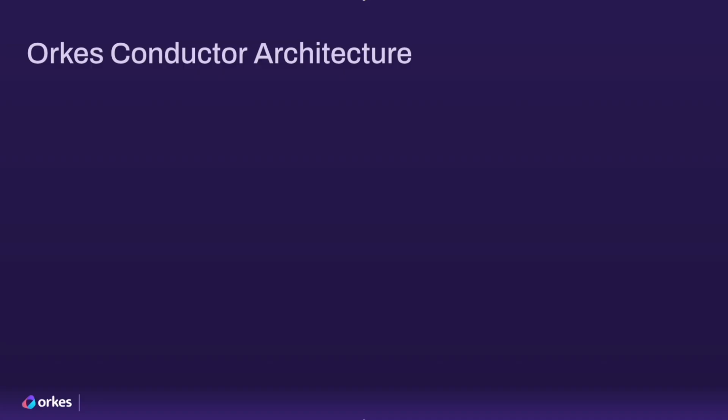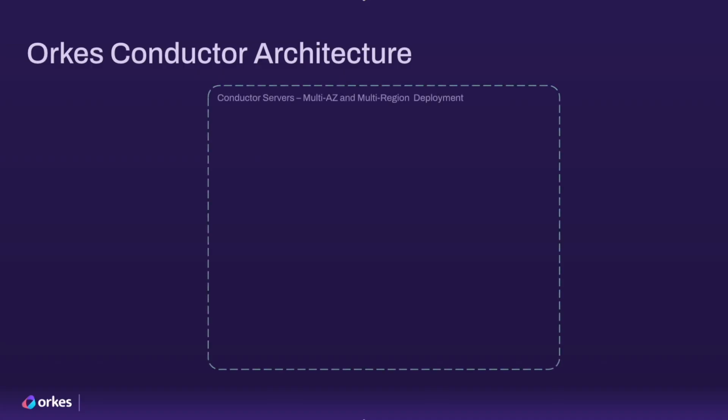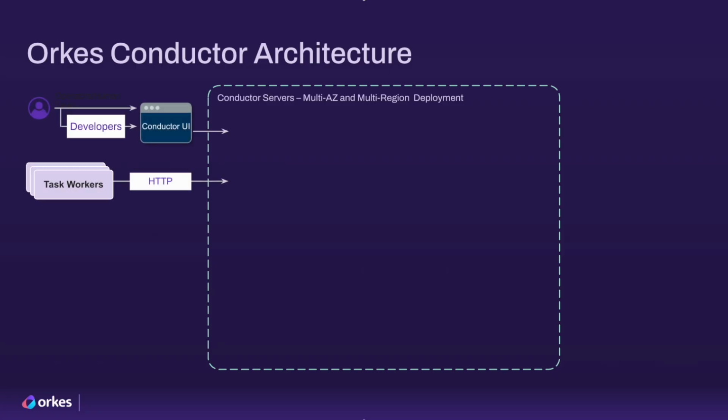So now that we understand the core concepts, let's zoom out a little bit and take a look at how Orkes Conductor is structured architecturally. At a high level, Conductor is a distributed system made up of several independent components, each with a very clear responsibility. Users and external systems interact with Conductor through its API layer, either directly making API requests or through the Conductor UI. Everything that can be done in the UI is backed by the same API, so anything that can be done in the UI can be done via API.